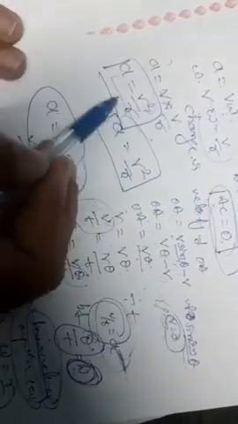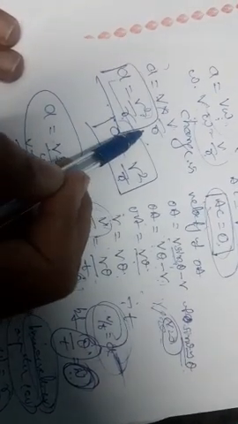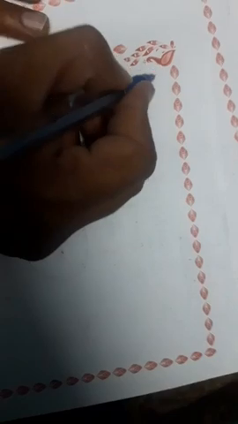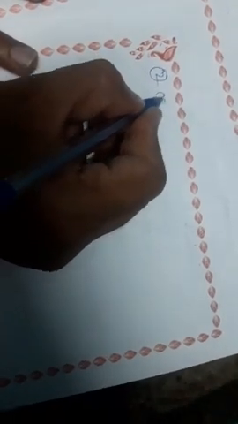This is the expression for centripetal acceleration, where a is the acceleration, v is the linear velocity, and r is the radius of the circular path. Then this is the concept of centripetal acceleration. And the second physical quantity is centripetal force.